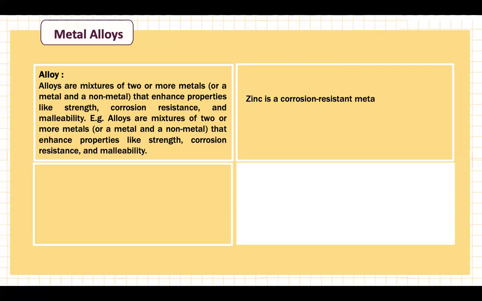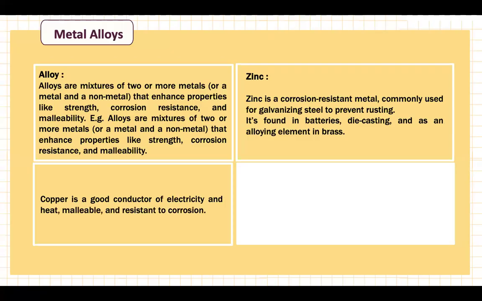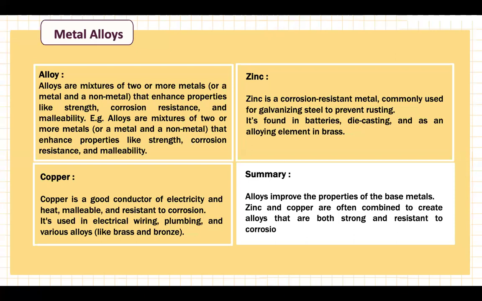Zinc is a corrosion-resistant metal commonly used for galvanizing steel to prevent rusting. And it is found in batteries, die casting, and as an alloying element in brass. Copper is a good conductor of electricity and heat, with malleability and resistance to corrosion. And it is used in electrical wiring, plumbing, and various alloys like brass and bronze. As a summary, alloys improve the properties of a base material. Zinc and copper are often combined to create alloys that are both strong and resistant to corrosion.